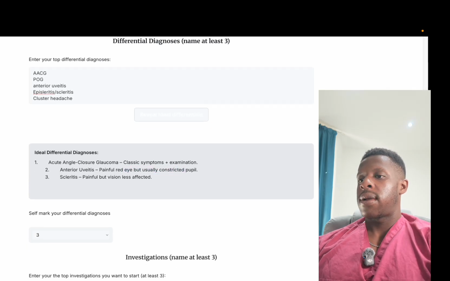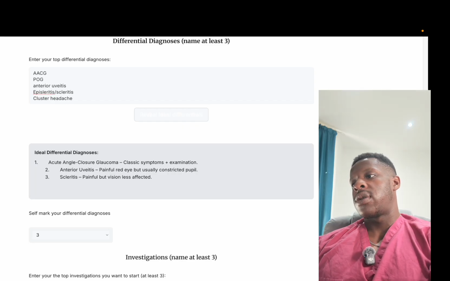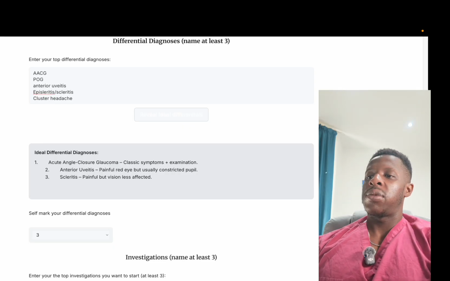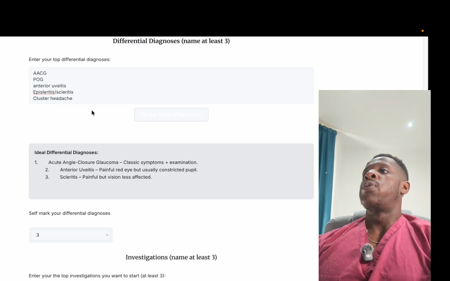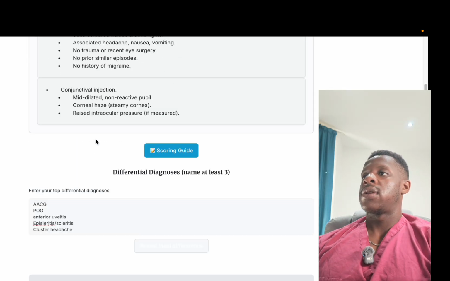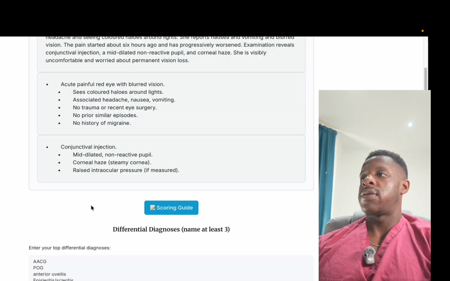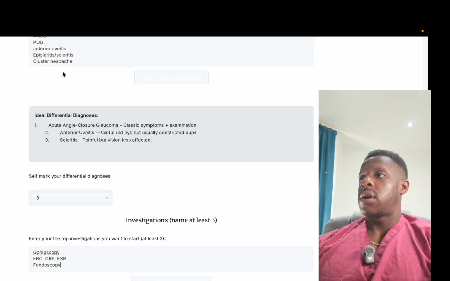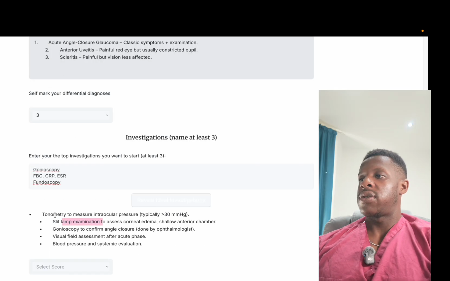Investigations. Gonioscopy, I think it's called. FBC, CRP for white cells, ESR, look for signs of inflammation. Yeah, we definitely want to look at the angle of the eye, see what is going on there. Don't know if we need to do an OCT. Fundoscopy, has that been done? Fundoscopy. Swabs, anything there? Slit lamp examination, tonometry to measure eye pressure.